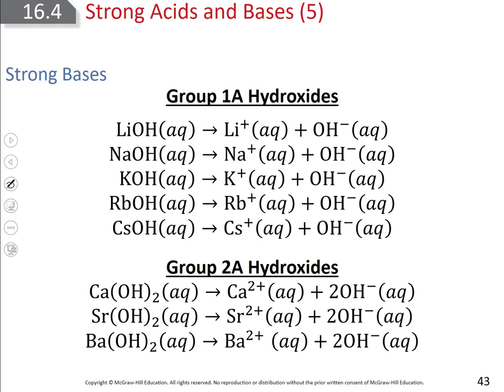So just like we had a table for the strong acids, we have a table of strong bases, but they're easier to recognize because they all follow the pattern of either being group 1A metal with hydroxide or group 2A metal with hydroxide. The reason why there's not as many group 2A hydroxides is because more of them are not water soluble. For example, magnesium hydroxide or milk of magnesia is not water soluble.